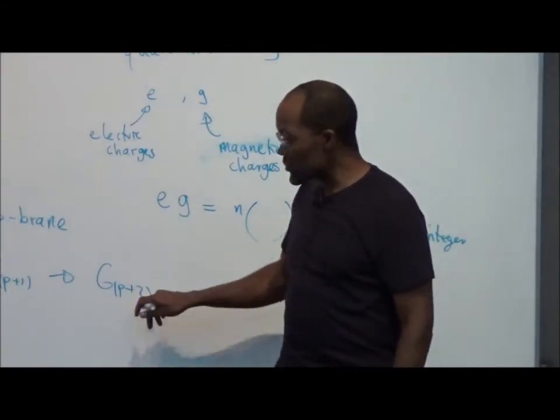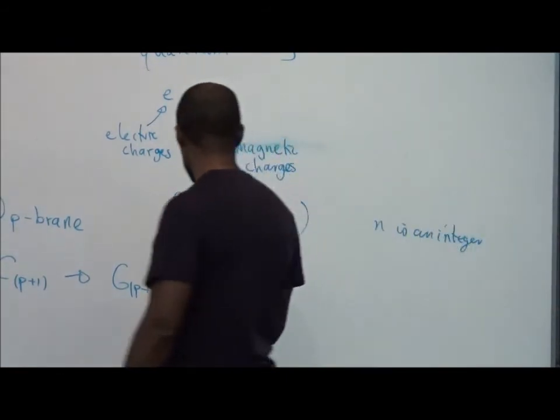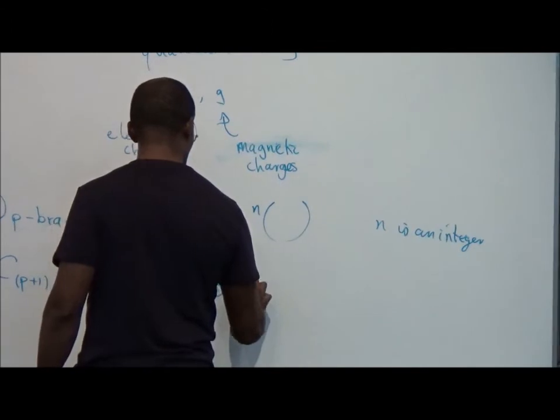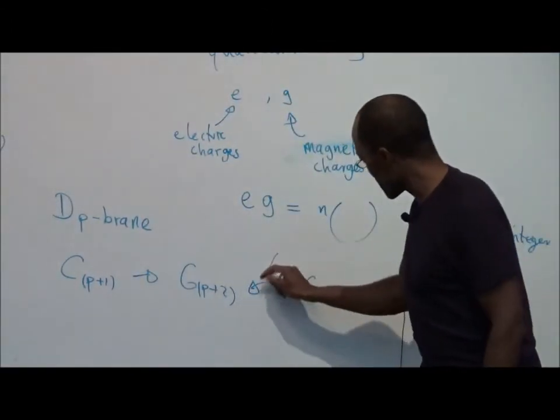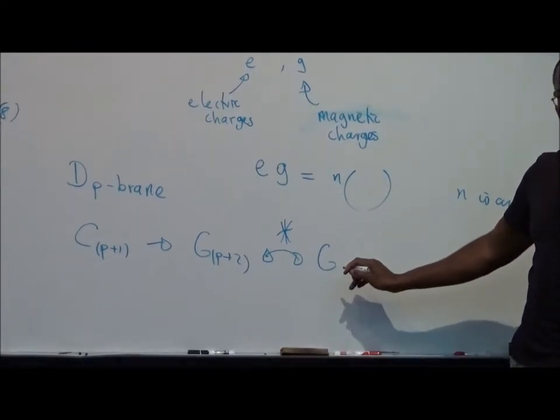Right, I take P plus 2 away from what? How many dimensions am I in? 10, right? So this is going to go to G. So this is Hodge star. Everyone, we're all on board with what we're doing.